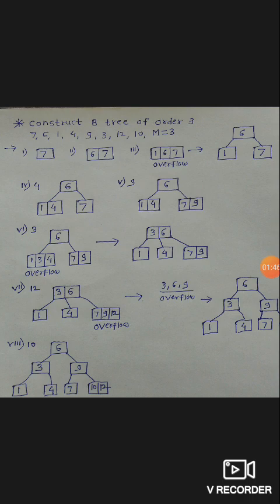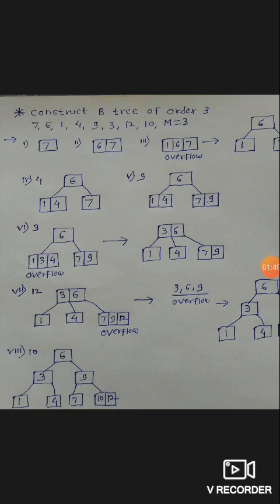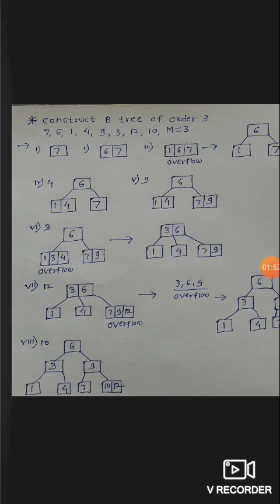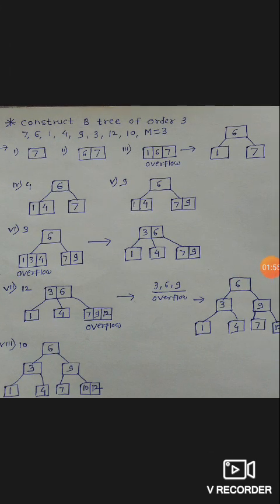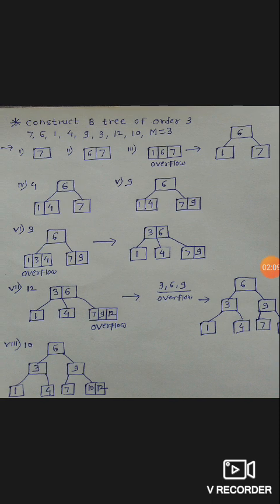So first I pick up the first key 7, I create a node and the data becomes 7. Second is 6. As we know, when we are adding a key, we have to add it in such a way that the key values inside a node are in ascending order. Therefore, when we add 6, the key values become 6, 7. Next, in the third step, the next key value is 1. As I add 1, it becomes 1, 6, 7.